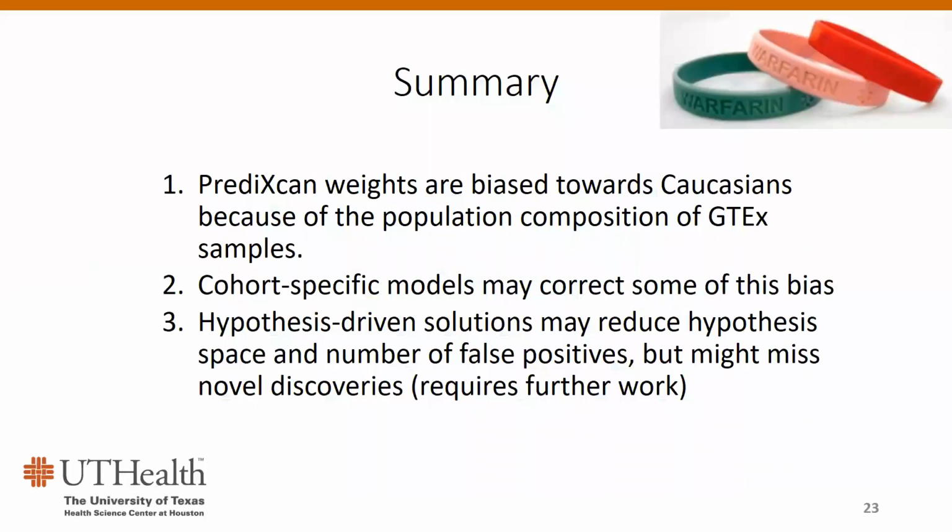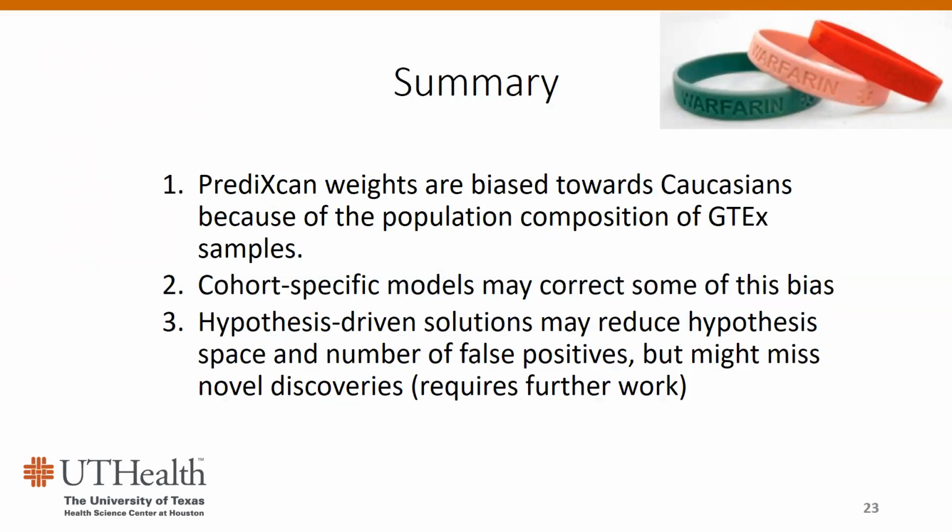So to summarize, PrediXcan weights are biased towards Caucasians because of the population composition of GTEx samples, probably. And now we know that for sure. Cohort-specific models may correct some of this bias. Obviously, it's not a perfect solution, because a correct solution would be just to measure these populations and make them overrepresented in new samples that are measured.